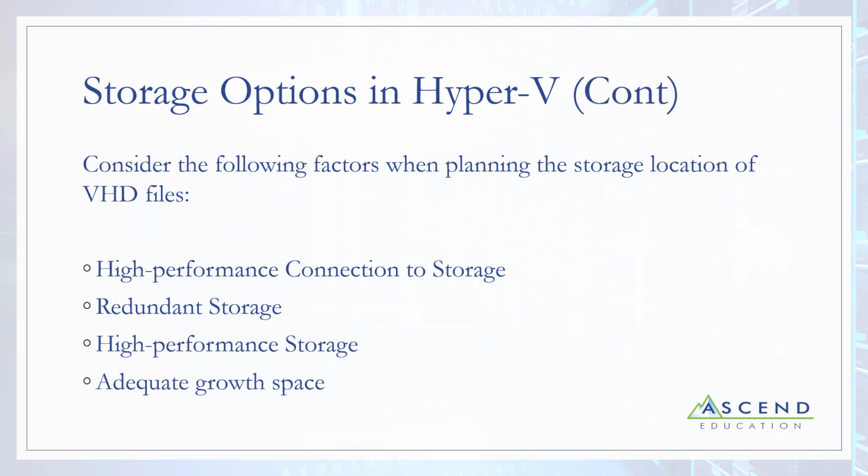If you're connecting to a storage area network device, which is just a box of hard drives, you want to make sure that you have the fastest storage possible. And it's a good idea to have redundant storage, such as with RAID 5 or RAID 6. So in case a drive fails, then you'll be able to continue running. High performance storage is always a good idea, using faster hard drives rather than traditional 7200 RPM spindle type drives. And then you want to have adequate growth space.